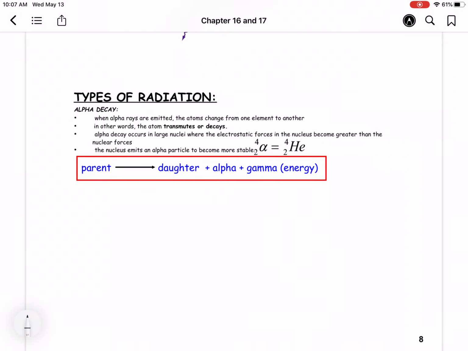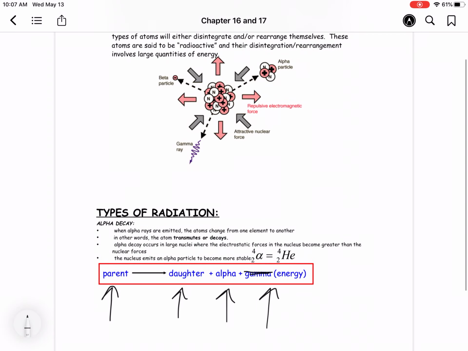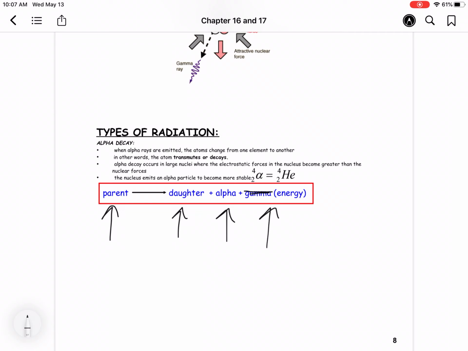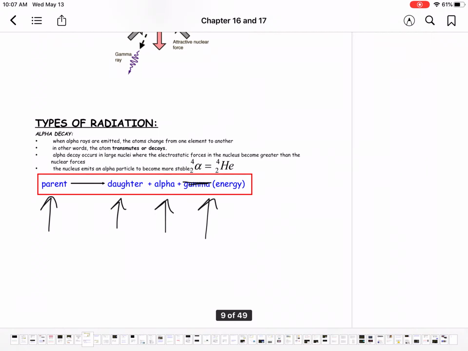All right. So the first one is we have parent, daughter, alpha, and gamma. Now, gamma generally is not what we're going to use. We're going to consider just energy. Sometimes it is a type of gamma ray, but it's generally just energy. All right, the parent is what was originally, so it was the original nuclei. The daughter is what the new nuclei is, and the alpha. So you're going to use your periodic table sometimes to kind of predict what's going on as well.